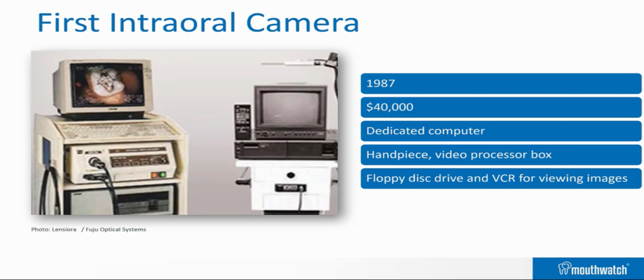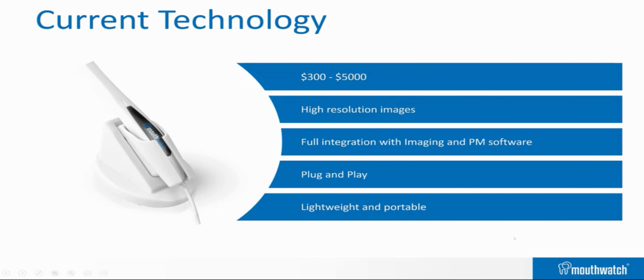Okay. So the first documented before and after images of a dental procedure happened in 1848. So the idea of intraoral imaging is not new. Our first intraoral camera came onto the market in 1987. It was $40,000. It was massive. It's usually on a rolling cart. It had a dedicated computer with a handpiece and a video processor box, and floppy disks and VCRs were used to view the images. Fast forward to today, and thankfully our intraoral imaging technology has come a long way.